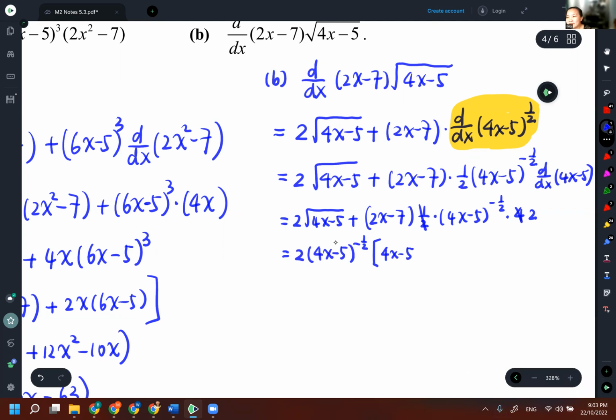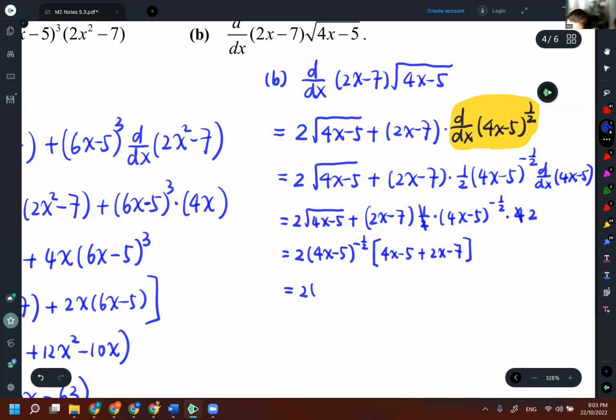Why is it 4x minus 5? You see, this one is 1 over 2, right? This one is 4x minus 5 to the power 1 over 2. If I take out negative 1 over 2, this power will become 1. Think about it. The power left is 1. So this is 4x minus 5. That's it. Now the second one is 2x minus 7.